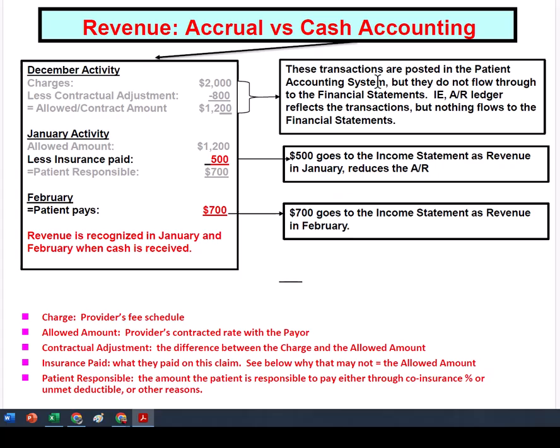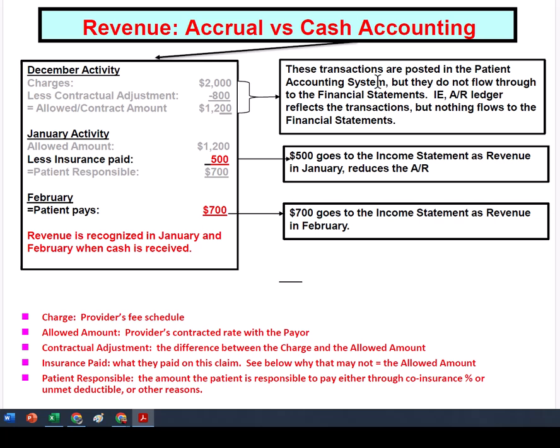So when the insurance company pays in $500, we record $500 in the income statement, the profit and loss statement, as revenue. We reduce our accounts receivable in the patient accounting system by $500, right? Because we've gotten paid. Our balance sheet we really don't do anything with because we're cash basis. The accounts receivable is just kind of off to the side under a cash basis system.